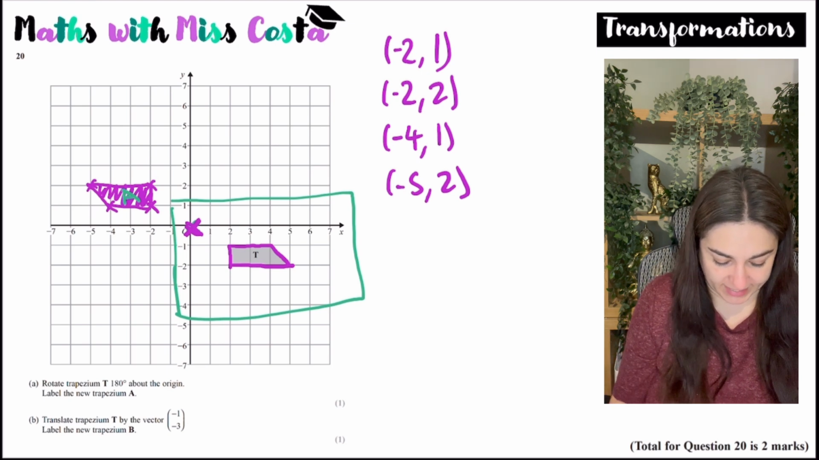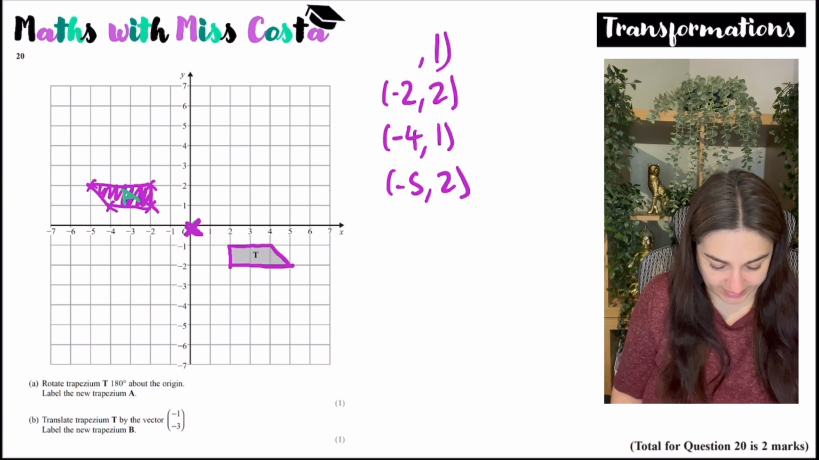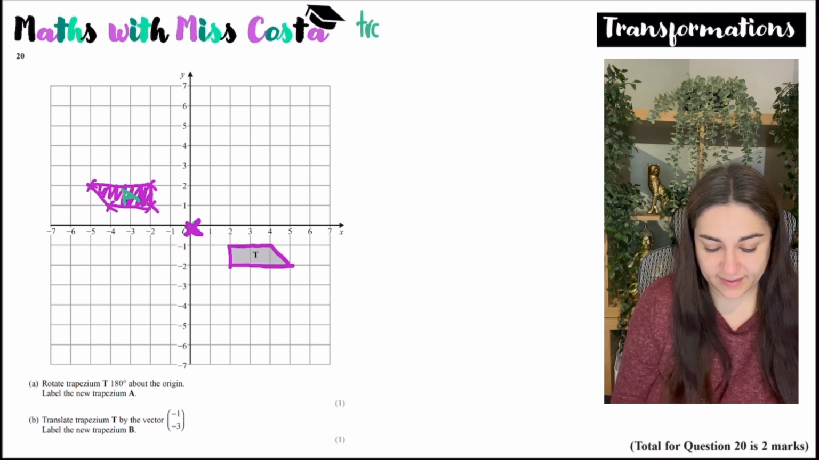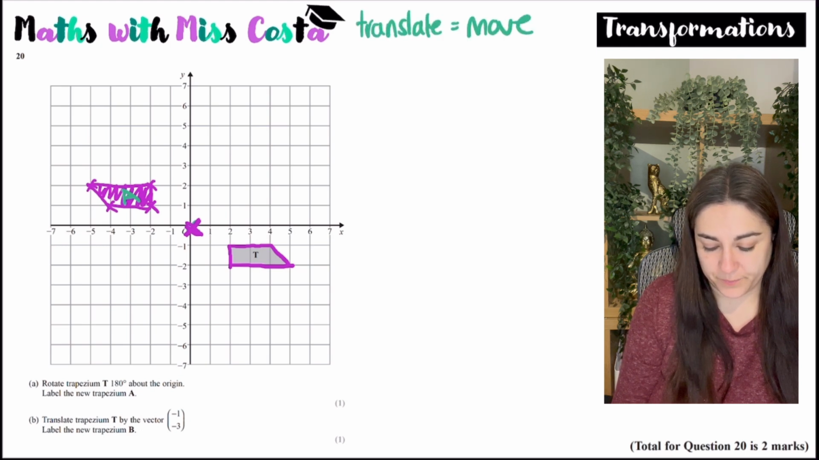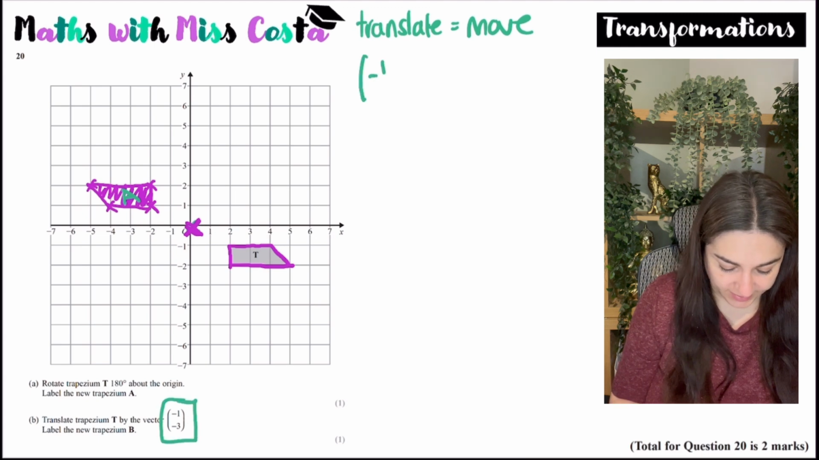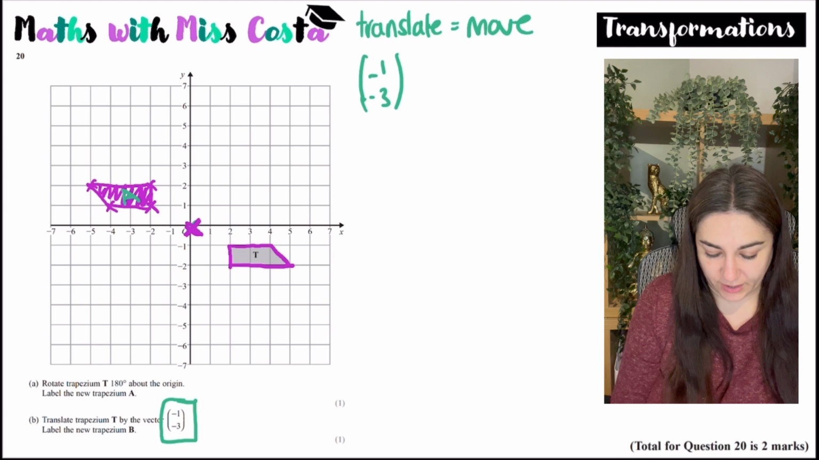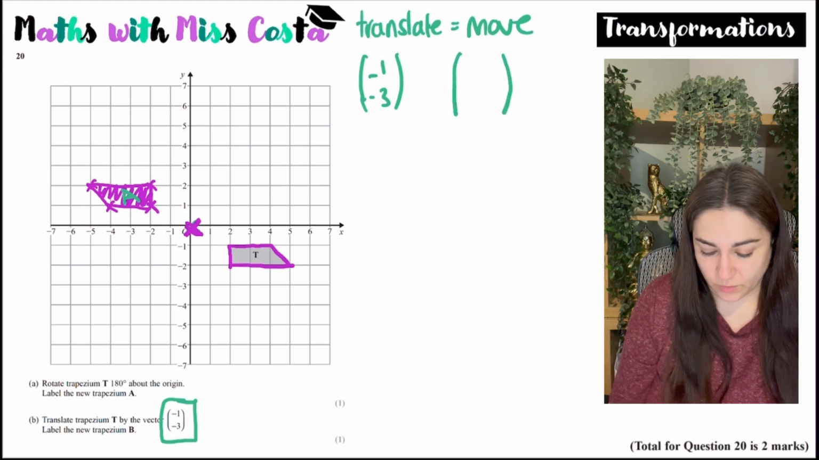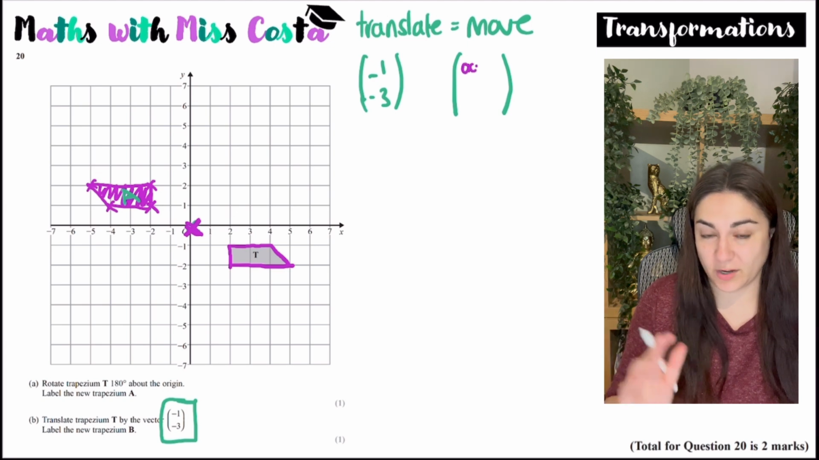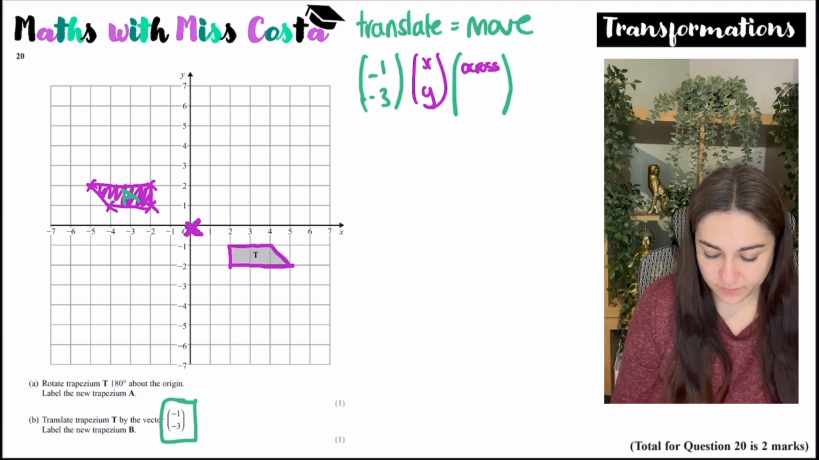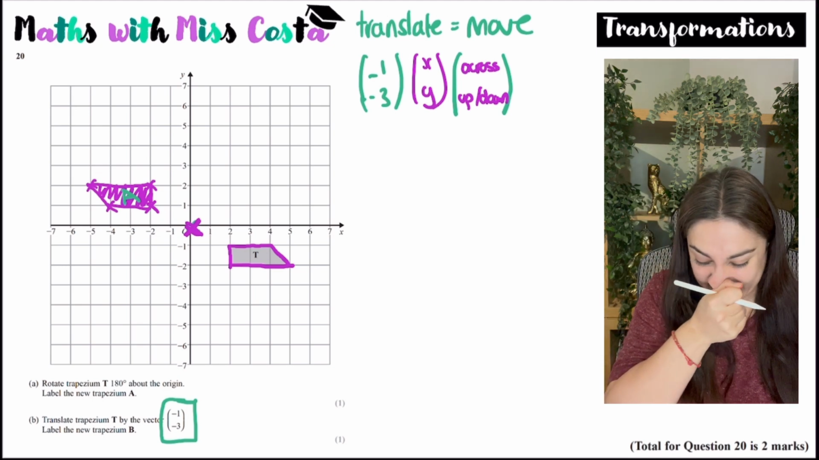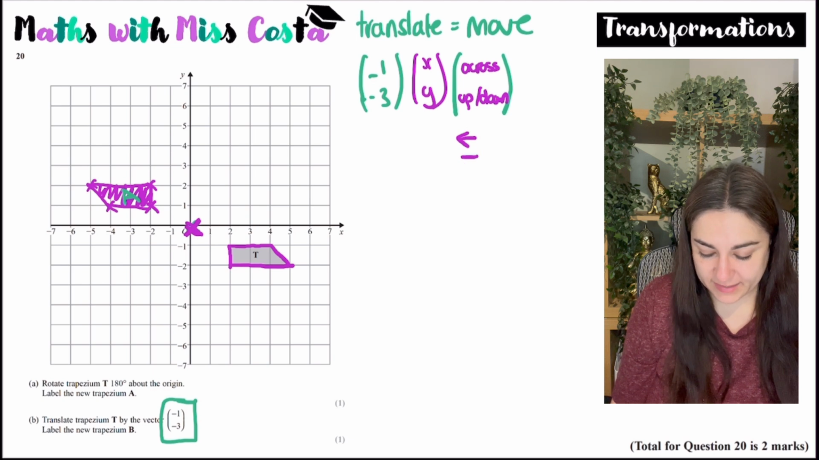So let's label the trapezium A. The next question is saying translate. So translate, that means move. Move it through the vector. And it's telling us the vector -1, -3. So your vector is a movement and your top part of the vector is the movement across. So your x coordinate, or how much it moves across along the x-axis, and the bottom number is how much it moves up or down. So if it's going left, it's going to be negative. If it's going down, it's going to be negative. If it's going right, it's going to be positive. If it's going up, it's going to be positive.